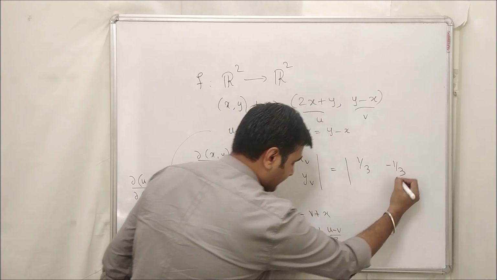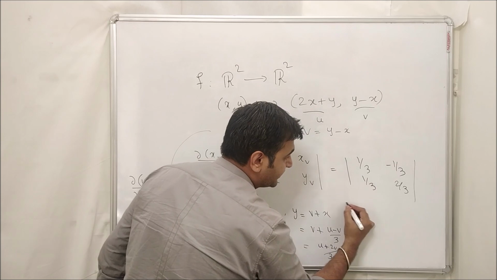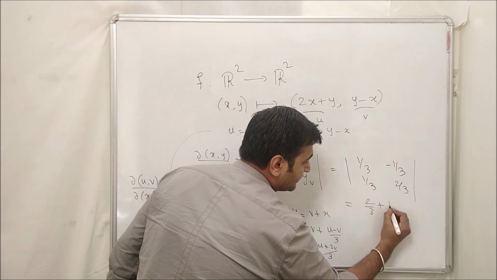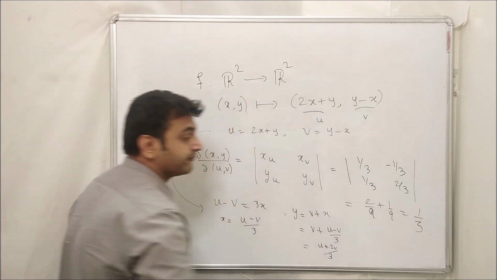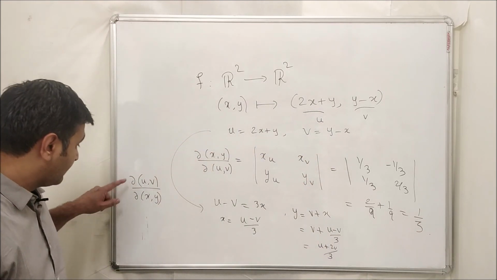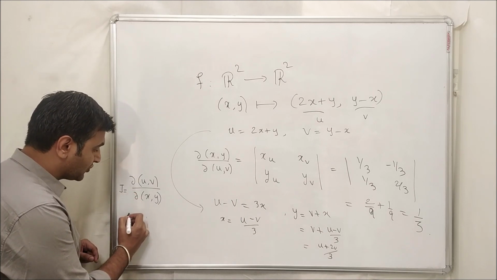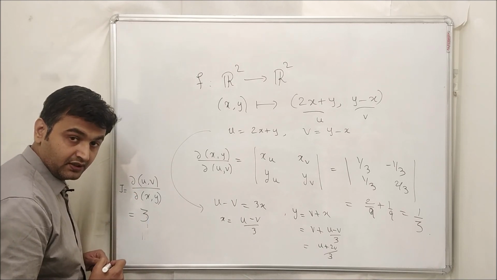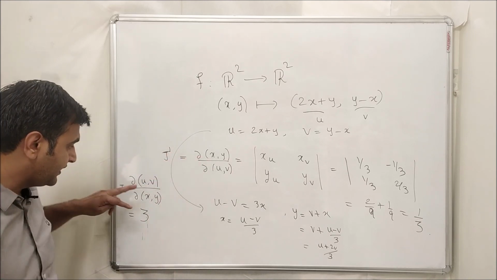1/3 minus 1/3, 1/3, 2/3. And what is the determinant? 2/3 plus 1/9 times 2, plus 1/9, which is equal to 1/3. So for this example, this Jacobian was how much? The answer was 3. If I call this J prime, J prime means you are simply inverting this.